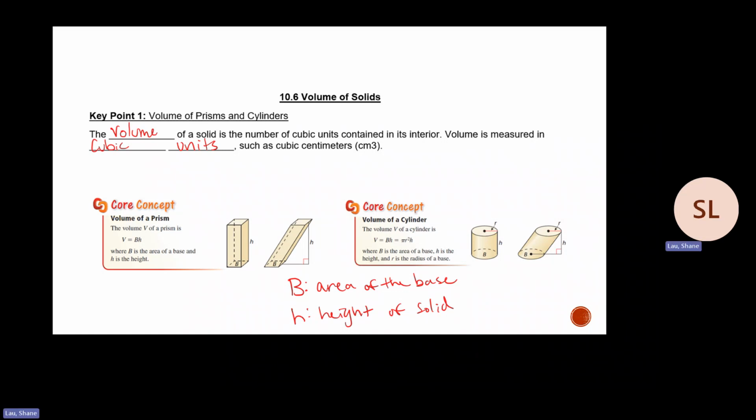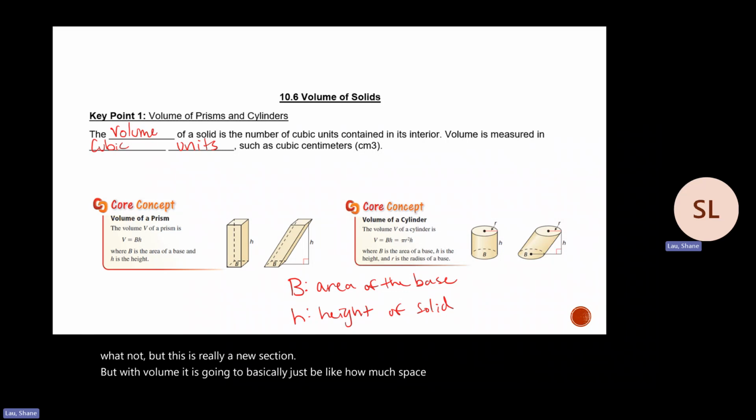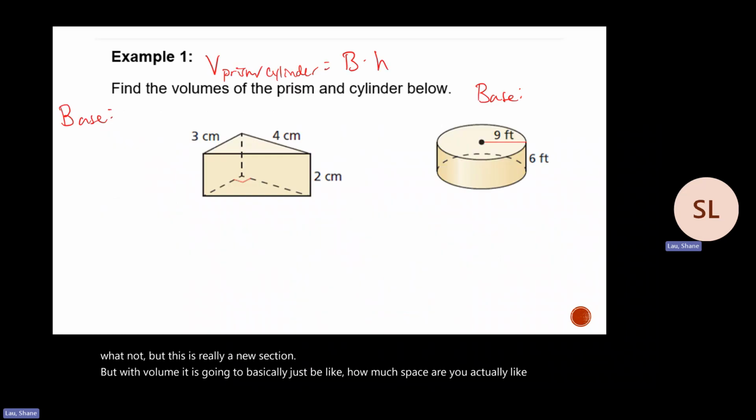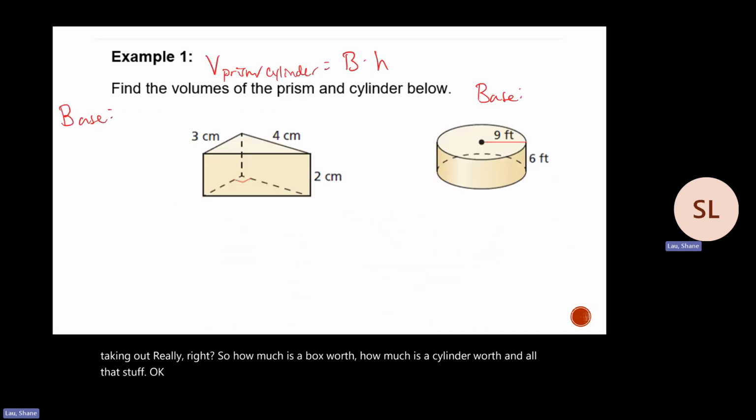And so with this new kind of section, I think we've heard of volume before, but this is really a new section. With volume, it is basically just how much space you are actually taking up. So how much is a box worth, how much is a cylinder worth, and all that stuff. For our first example here, we want to make sure that we first know the equation for our volume.